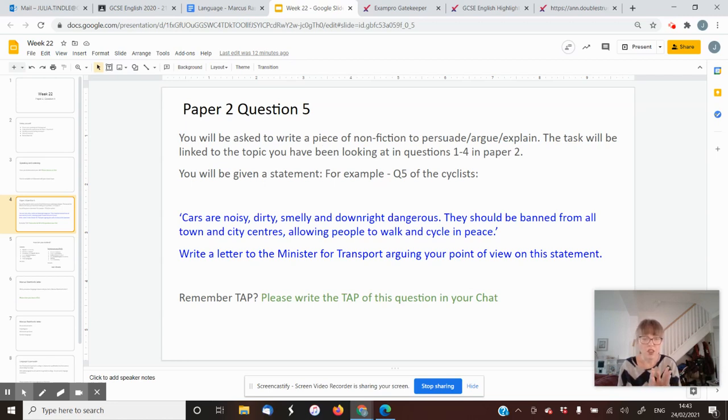So it's good for this question to go back and think about TAP. Do you remember TAP? What is it, and what is the TAP for this question? So you're going to type your answers into your chat. Pause here and type your answers to what is the TAP for this question.